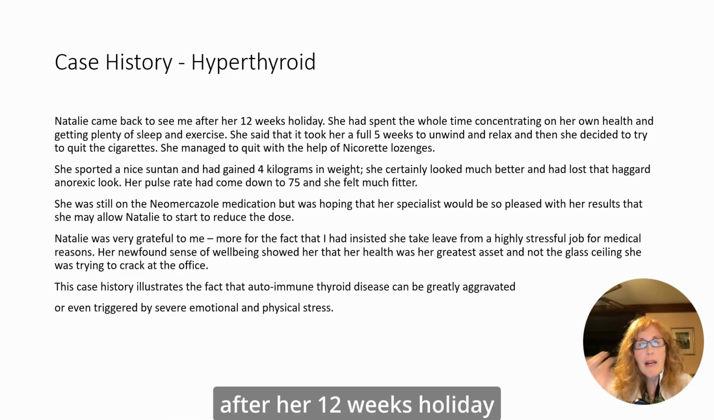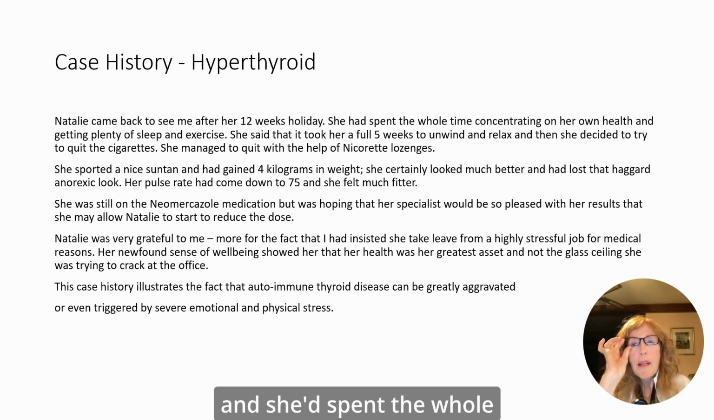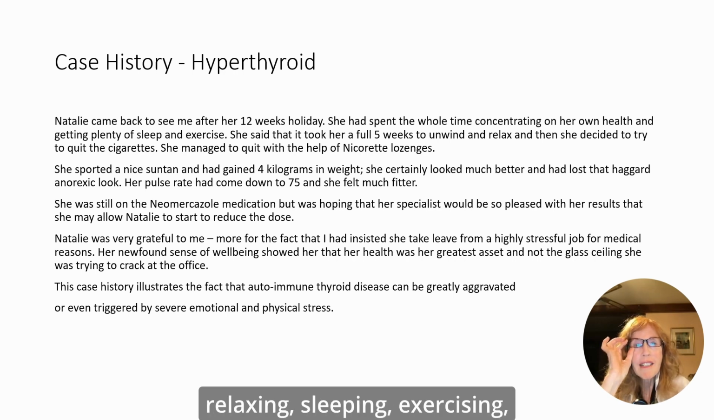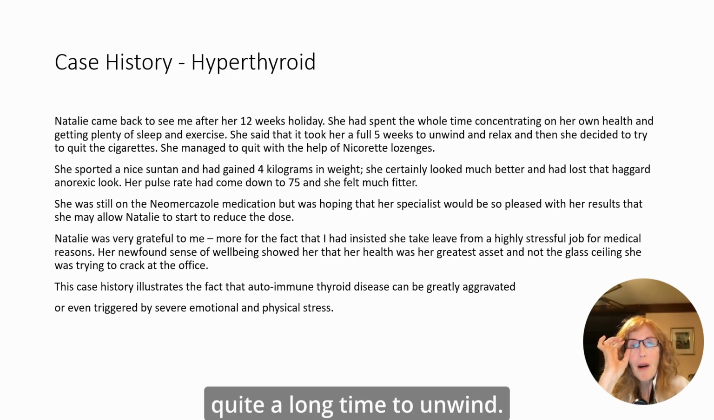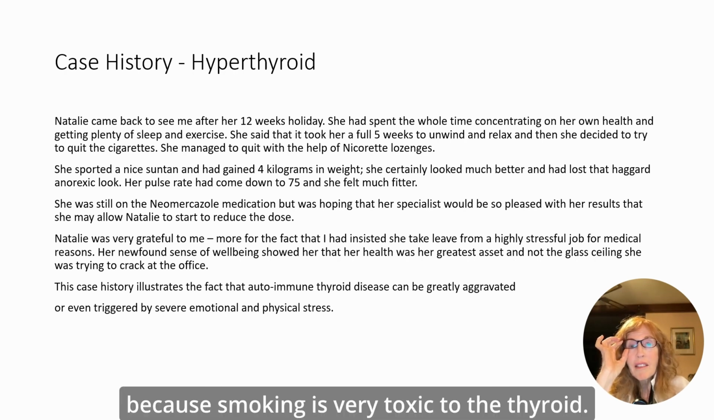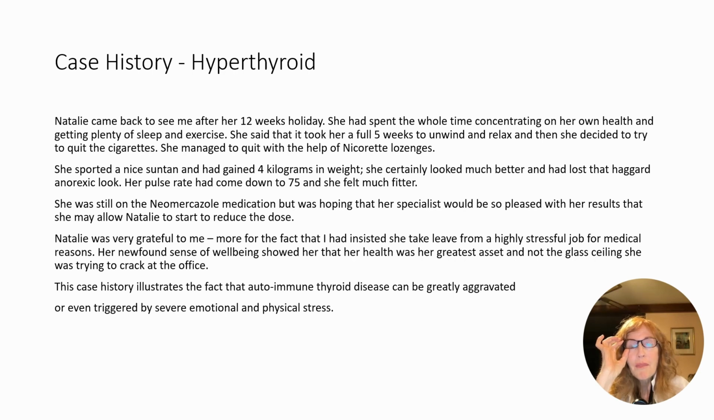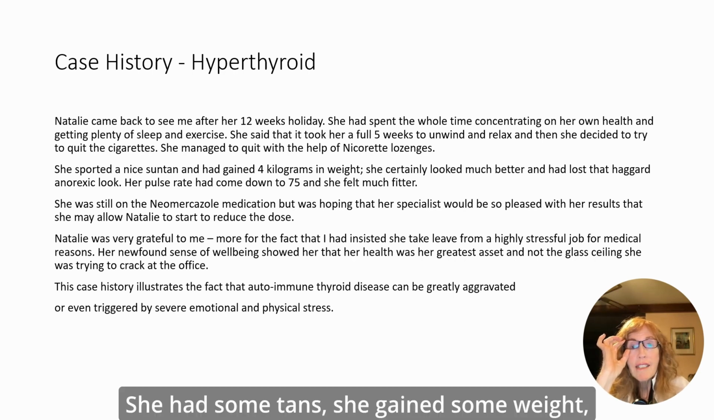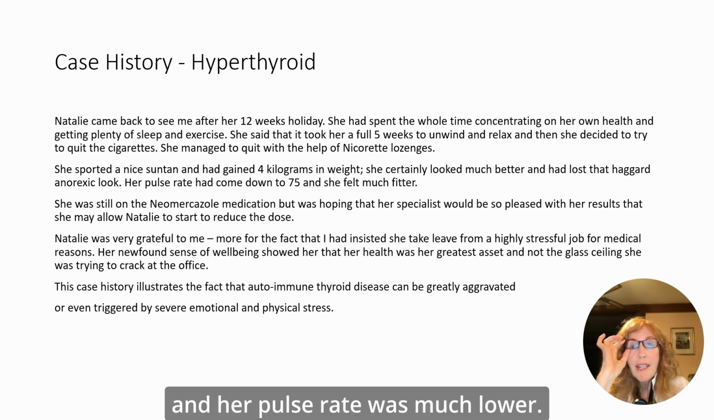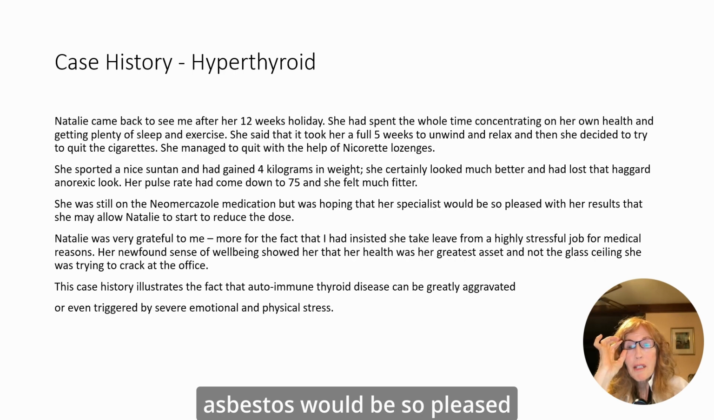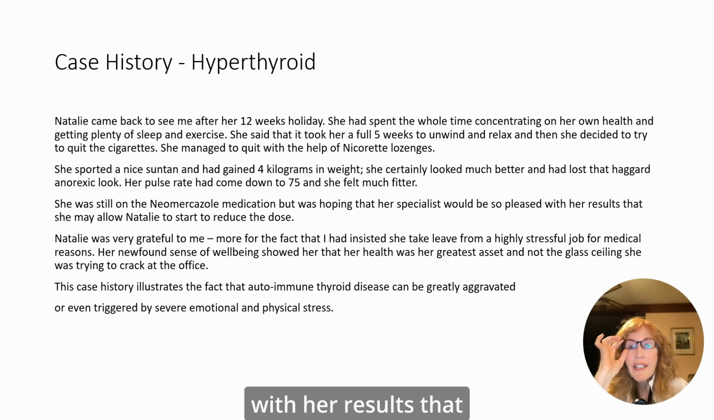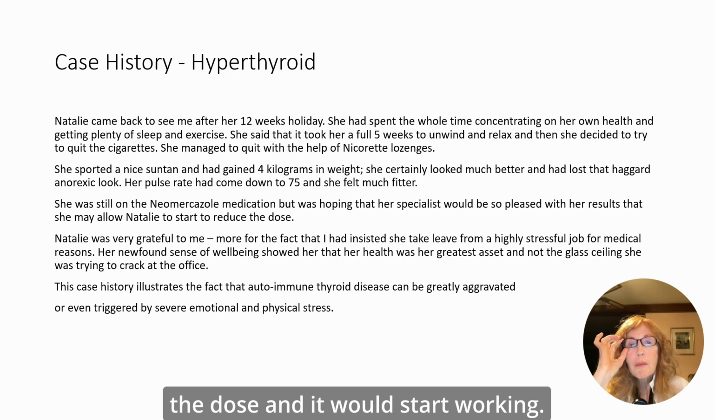Well, Natalie came back to see me after her 12 weeks holiday, and she'd spent the whole time concentrating on her health, relaxing, sleeping, exercising, and it actually took her quite a long time to unwind. And she managed to quit the cigarettes, which is great, because smoking is very toxic to the thyroid. She had a suntan, she gained some weight, and her pulse rate was much lower. She was still taking the neomercazole, and she was hoping that a specialist would be so pleased with her results that she'd be able to start reducing the dose and it would start working.